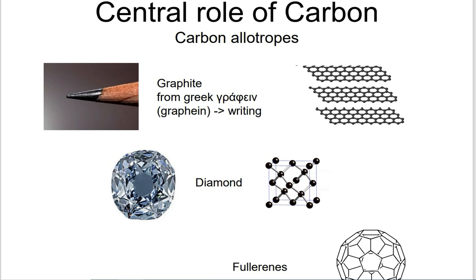So, for example, if you take graphite, which is what makes the pencil, it's also made of carbon allotropes, and you can see how these carbon atoms are structured in a honeycomb shape. And the diamond is also made of a carbon network in a very structured way, where you can see it almost like a cube.